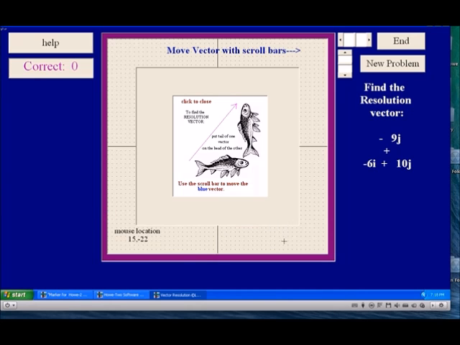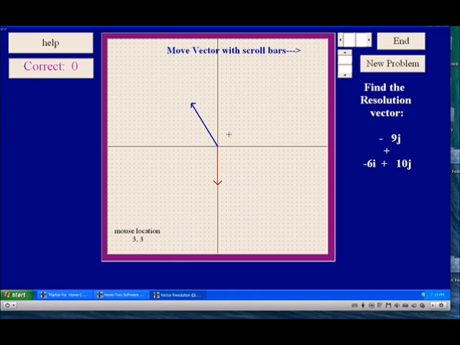And we did resolution of vectors, which means if you have two forces pulling on an object, the resolution of the vectors is going to say, what's the net effect? And I put a little mnemonic here. It says, to find the resolution vector, put the tail of one vector to the head of the other and use the scroll bar to move them. So we're going to click this to close.